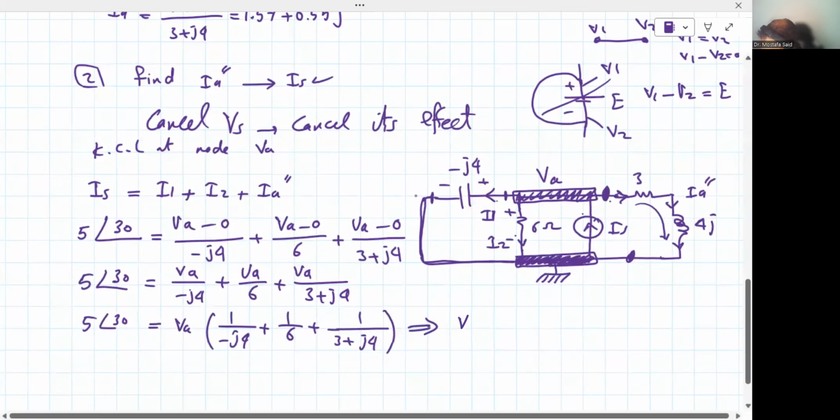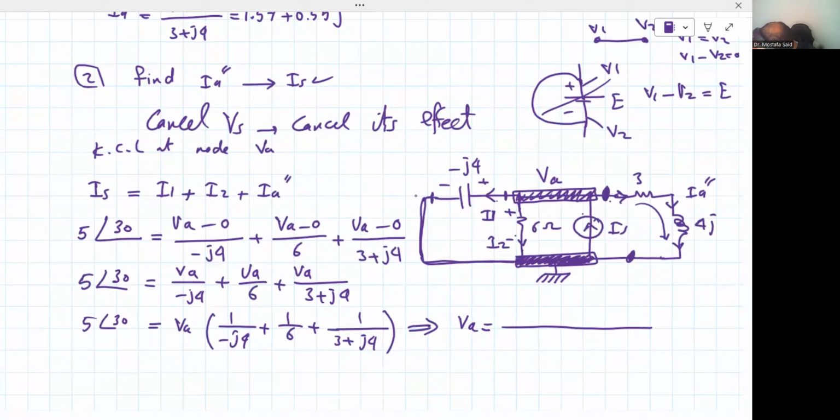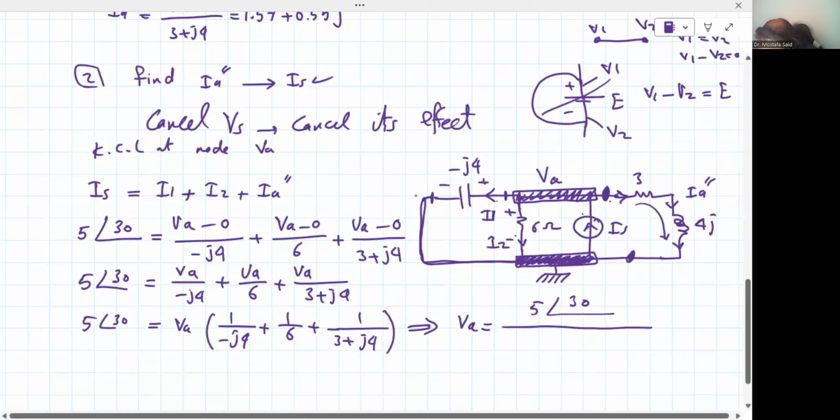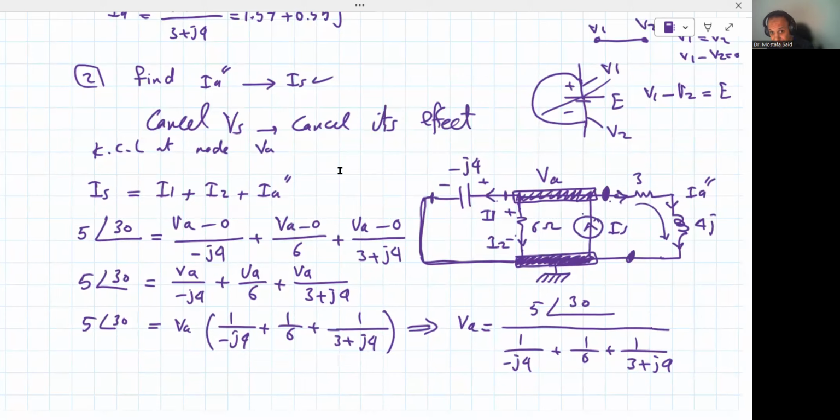So from that, VA is equal to 5 angle 30 divided by 1 over minus j4, plus 1 over 6, plus 1 over 3 plus j4. Okay, we're going to use our online complex number calculator to do that calculation for us. We don't need to do the simplification by ourselves, and it's much better to use this online calculator using rectangular form of the complex number. So we have to convert that into rectangular form, x plus jy.